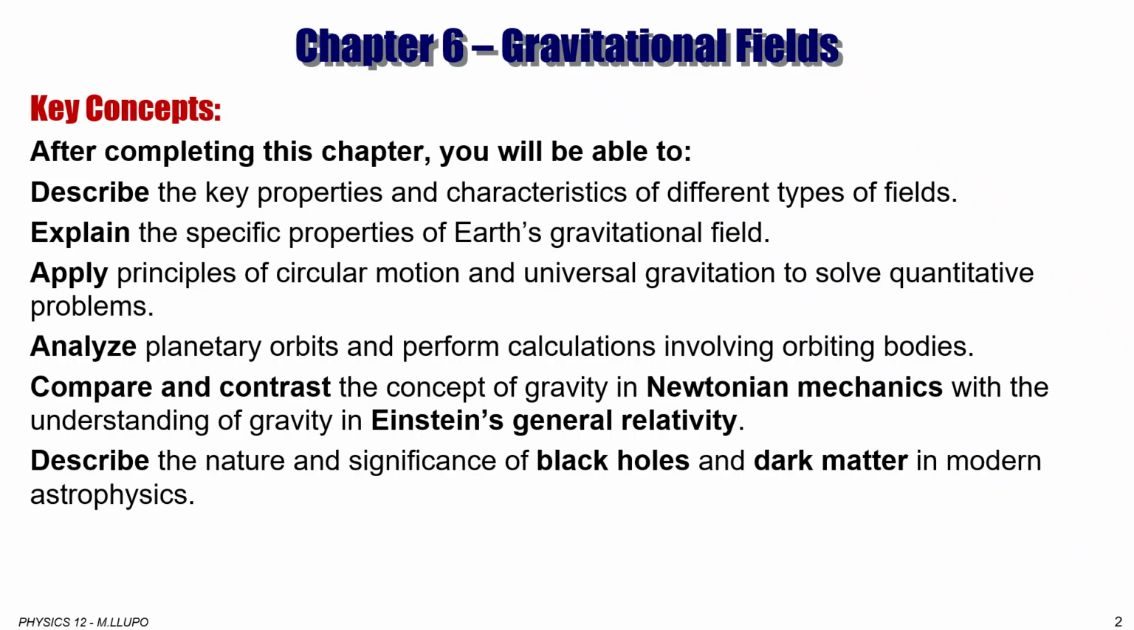After completing this chapter, you'll be able to describe key properties and characteristics of different types of fields, explain the specific properties of Earth's gravitational field, apply principles of circular motion and universal gravitation to solve problems, analyze planetary orbits and perform calculations involving orbiting, compare and contrast the concept of gravity in Newtonian mechanics with the understanding of gravity in Einstein's general relativity, and describe the nature and significance of black holes and dark matter in modern astrophysics.